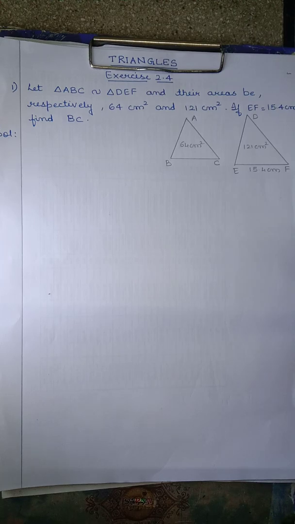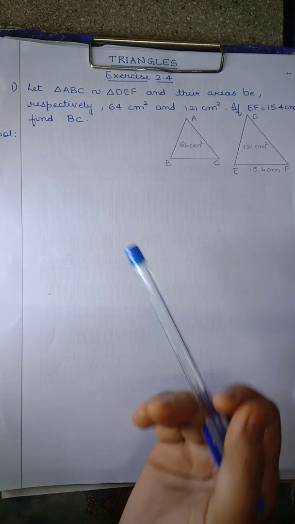Children, in the last video we have learned the theorem on areas of similar triangles. That is, the ratio of the areas of two similar triangles is equal to the ratio of the squares of their corresponding sides. Yes, we have learned how to prove the theorem. Now the same theorem we are going to apply in solving the sums of exercise 2.4. So let's begin with the first question.